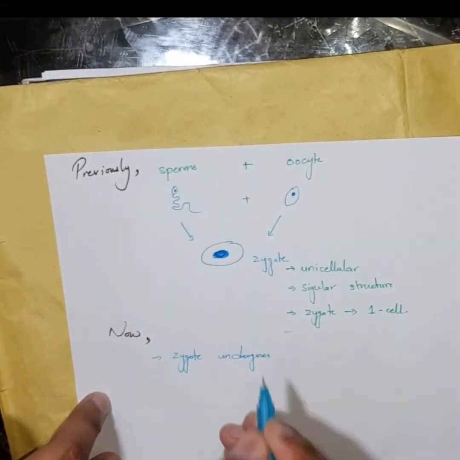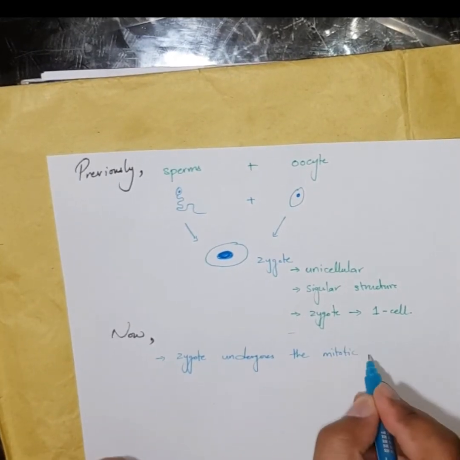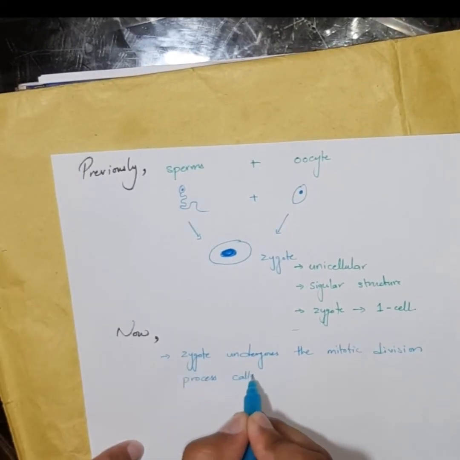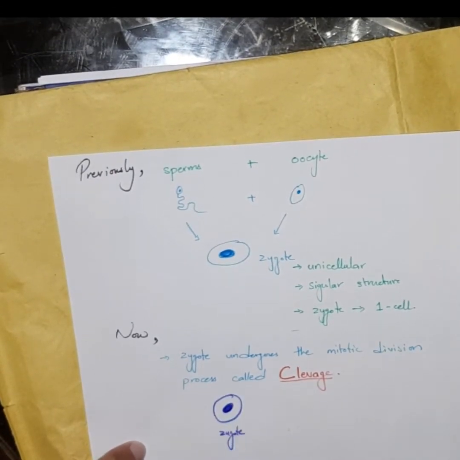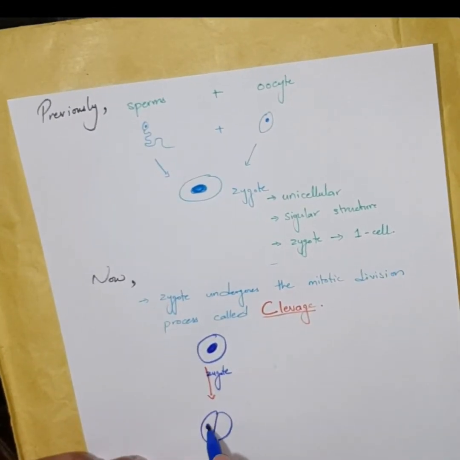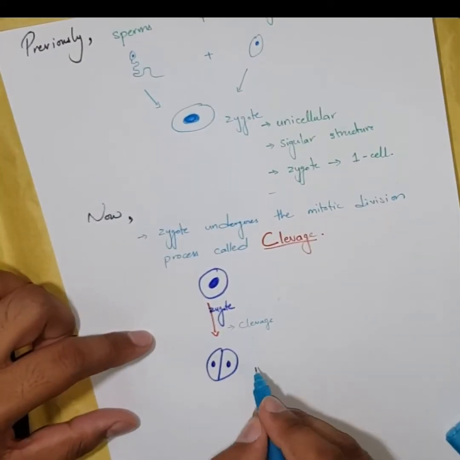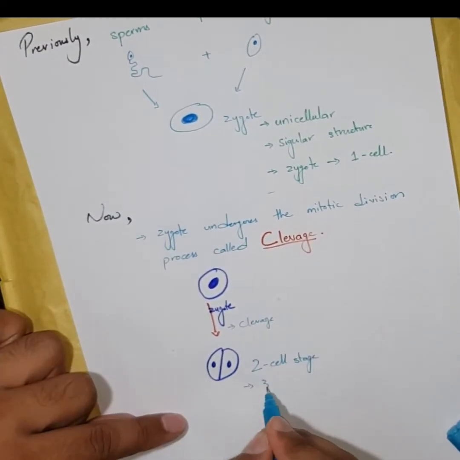Now, in today's lecture, we are going to study that the zygote will undergo a mitotic divisional process called cleavage. And once the cleavage starts, the zygote will be called an embryo. An embryo means a structure which is formed by many cells.